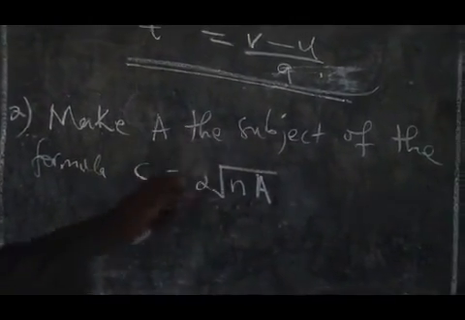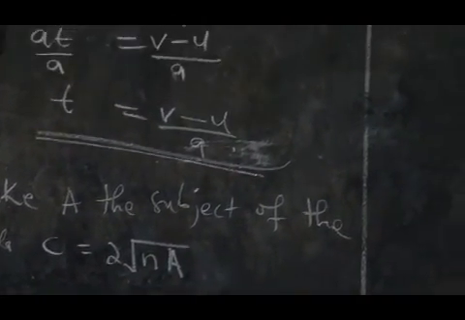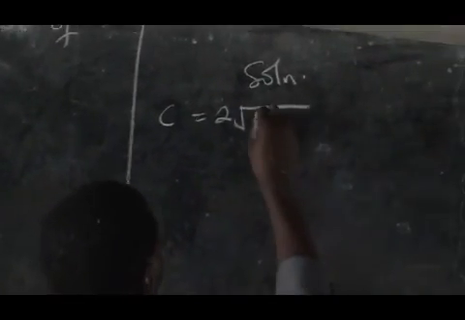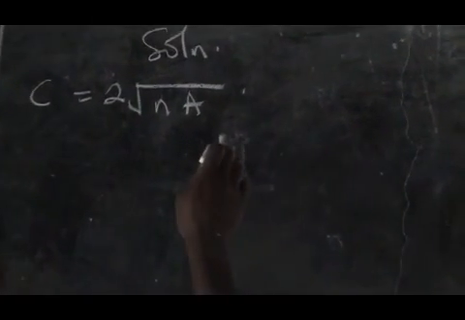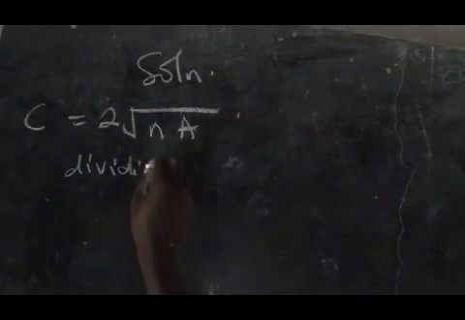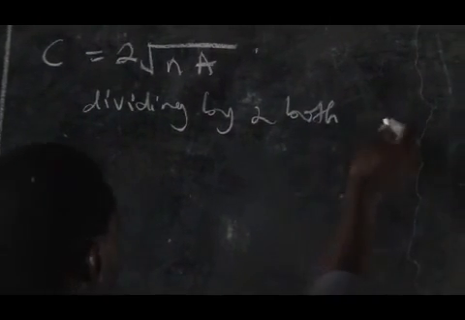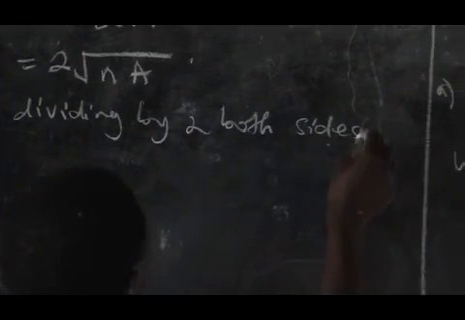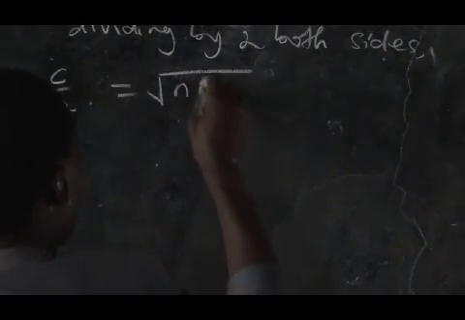Part 2. Make A the subject of the formula from C equals 2 root NA. Let's see how to do it. We have C equals 2 root NA. The first step, I want to remove the 2, so I divide by 2 both sides. What do I get? I get C out of 2 equals root NA.